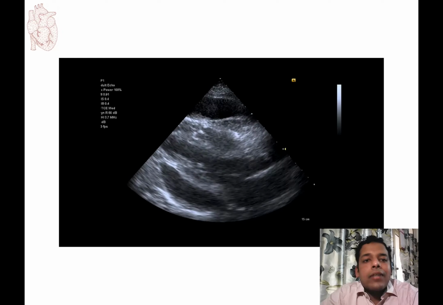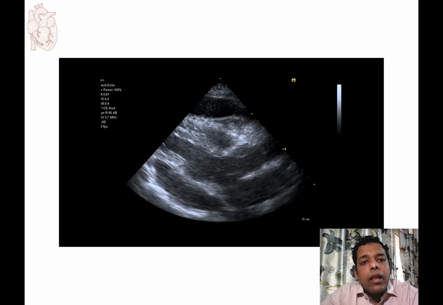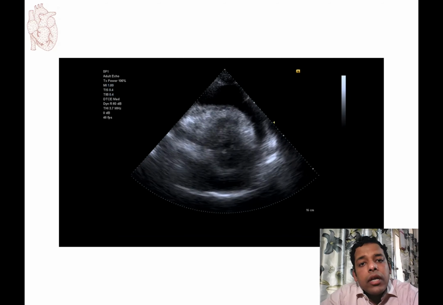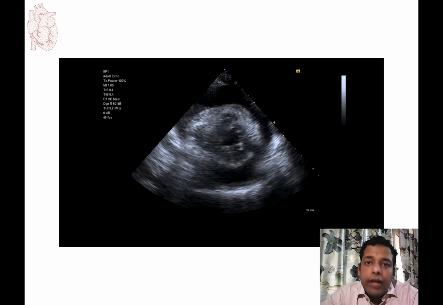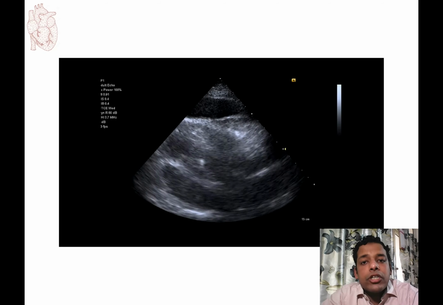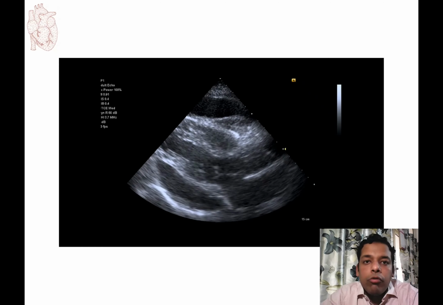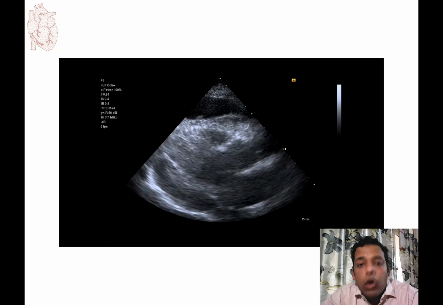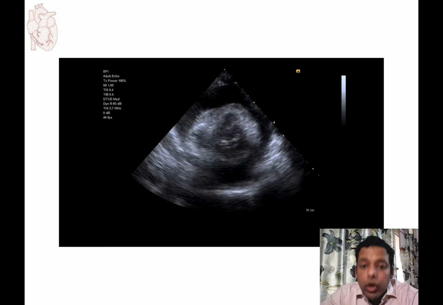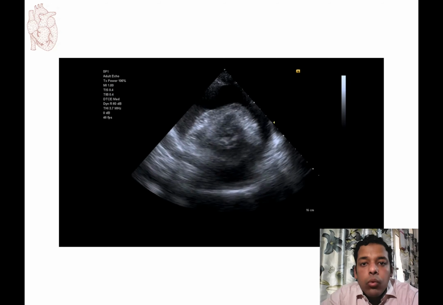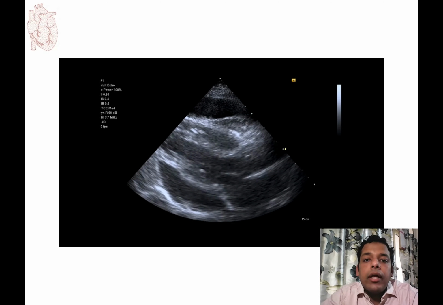Let us come to the next thing, that is the pericardium. The pericardial effusions tend to be most prominent in the more dependent areas. Therefore, in patients in supine position, it appears maximally in the posterior atrioventricular groove, seen in the parasternal long axis view. Using additional views like the parasternal short axis view, the apical view, and the subcostal views, the circumferential extent of an effusion can be reliably determined.